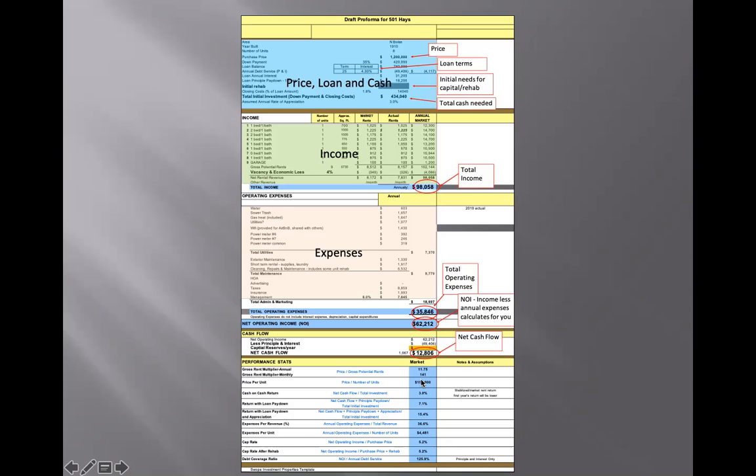Your gross rent multiplier here is 141. For the north end, 150,000 per unit, a 141 gross rent multiplier is really not bad. And it translates into a 3% cash flow until you factor in your loan pay down, it goes to 7.1%.